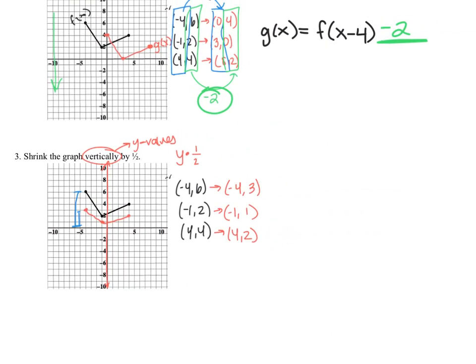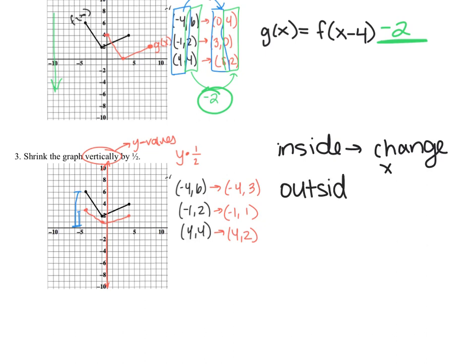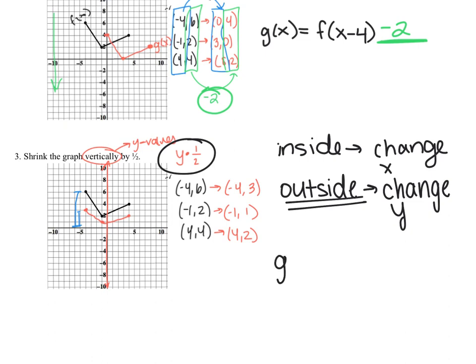So we talked about if it was inside, it's impacting the x. And if it's outside, we change the y. So since we just changed y by 1/2, that means I'm going to have a 1/2 outside of our function. So g of x. Now, what did we do with the 1/2? We multiplied, and whenever we multiply, we put that number in front.